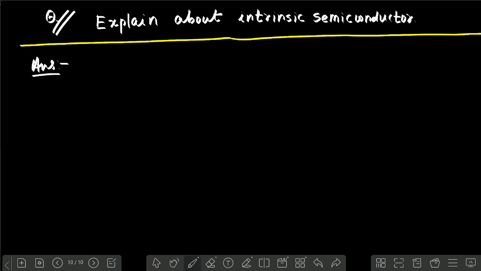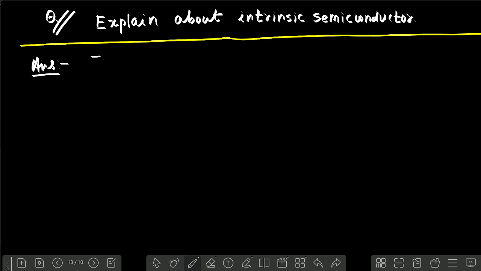All of you listen, question. Explain about intrinsic semiconductor. Mostly this kind of question they will not ask. They'll ask, draw the energy level diagram, that type of thing. So what I am telling, whatever points I'll discuss here inside intrinsic semiconductor, those can be questions. Yes or no? So first, write what is intrinsic semiconductor.